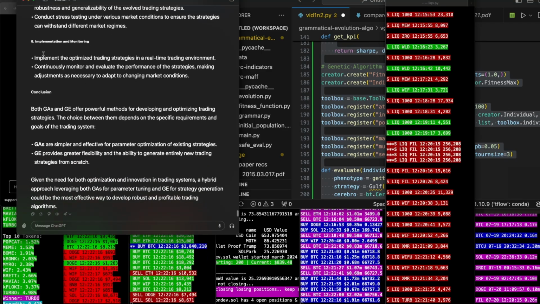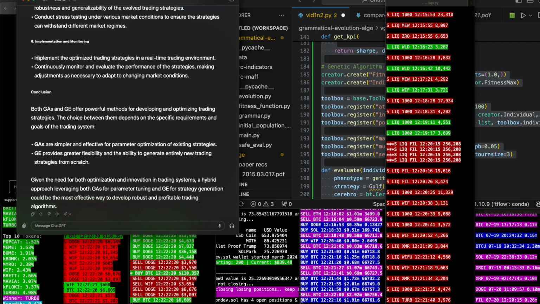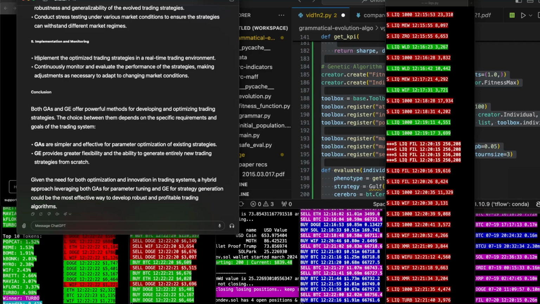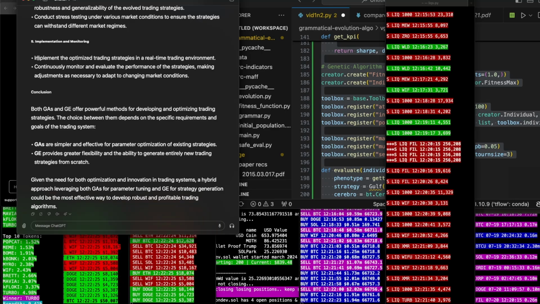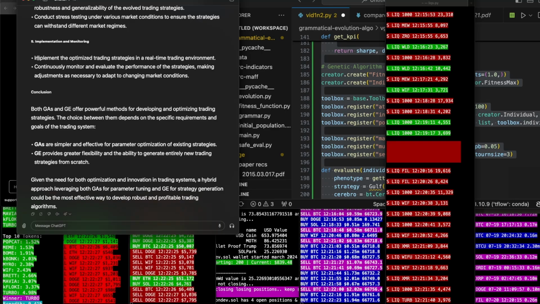Implementation and monitoring. Implement the optimized trading strategies in a real-time trading environment. Continuously monitor and evaluate the performance of the strategies, making adjustments as necessary to adapt to changing market conditions.